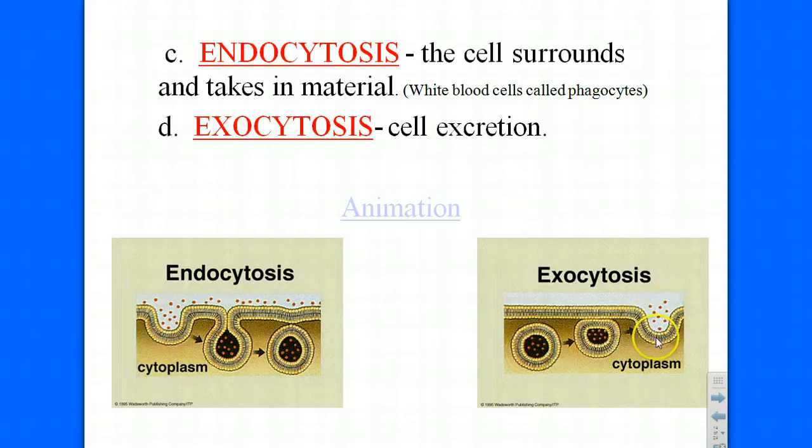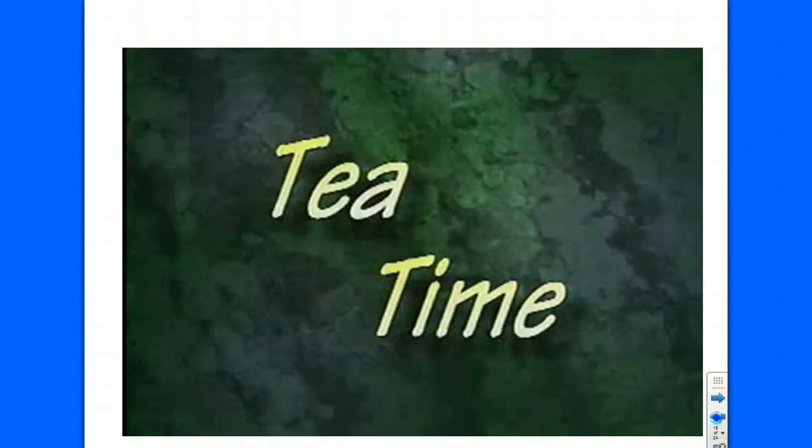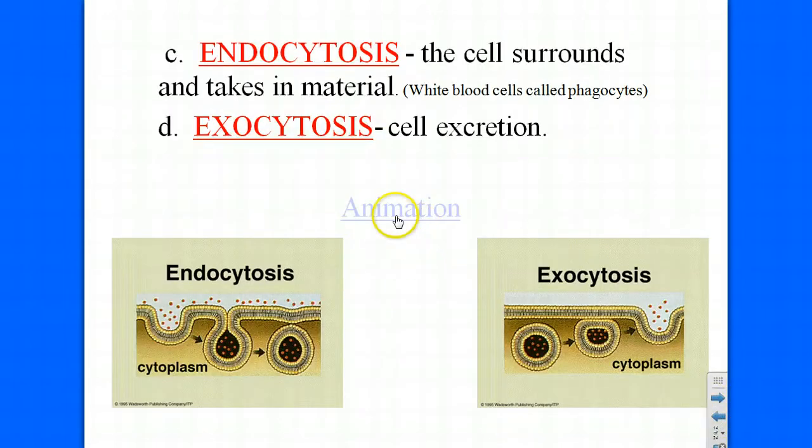So exocytosis is the process of excreting cell waste across the cell membrane. It does not require the use of protein channels. It does not move through the phospholipids. It's just the rearrangement of the membrane to allow for bulk items to move across the membrane. We are going to end right there with the podcast on the cell membrane.